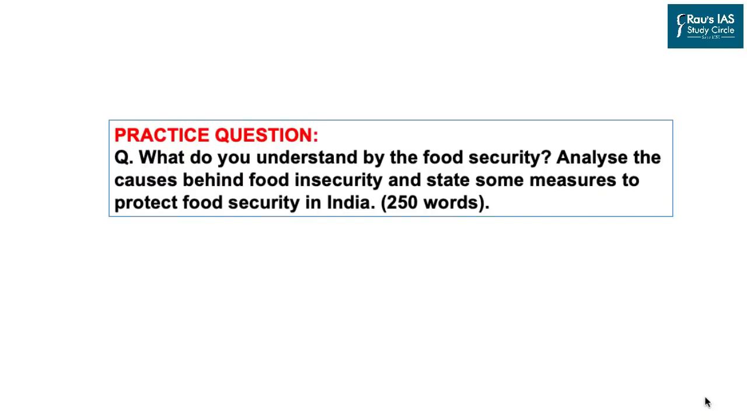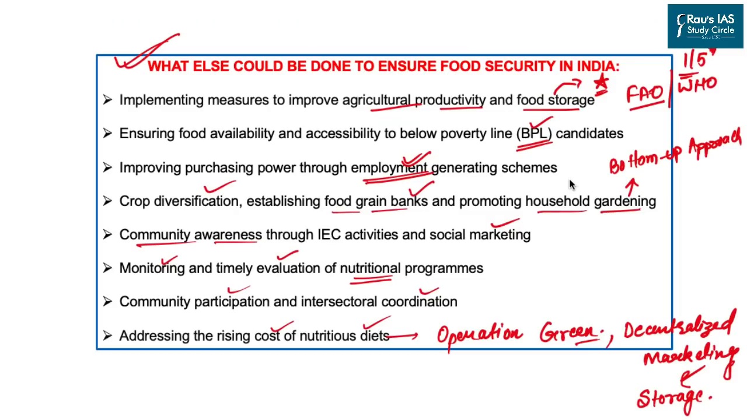So, given the entire discussion which we have done by now, I leave you with this question and expect that you can understand it easily using the entire discussion. What you need to do is start your introduction by defining what food security is, then analyze all the causes which we have discussed regarding food insecurity in India, and provide some of the measures, both government, private, NGOs and other measures which we have discussed, in this format.